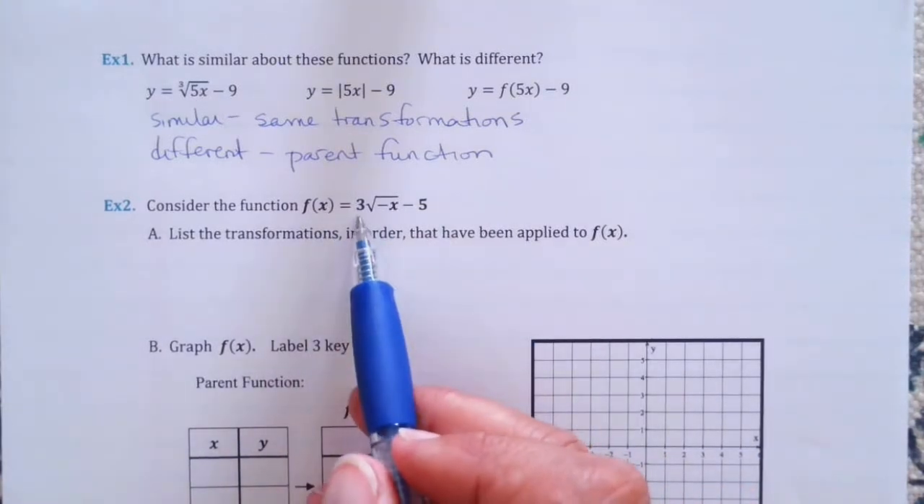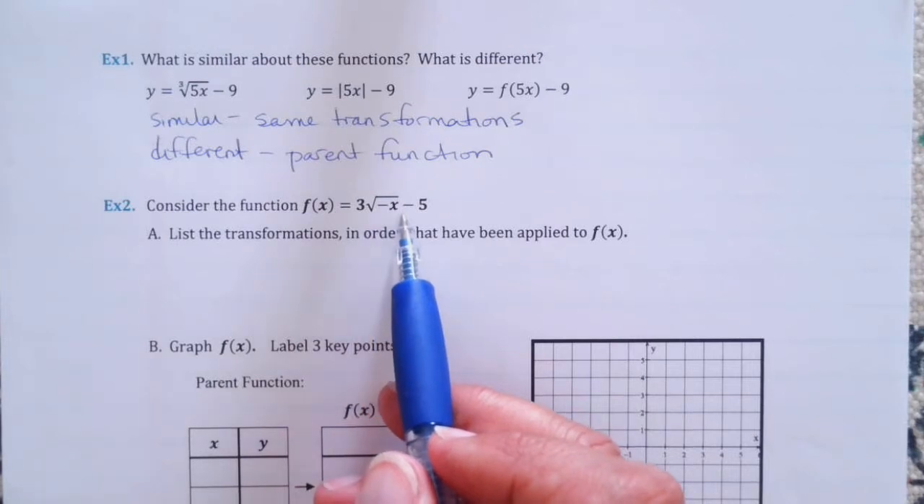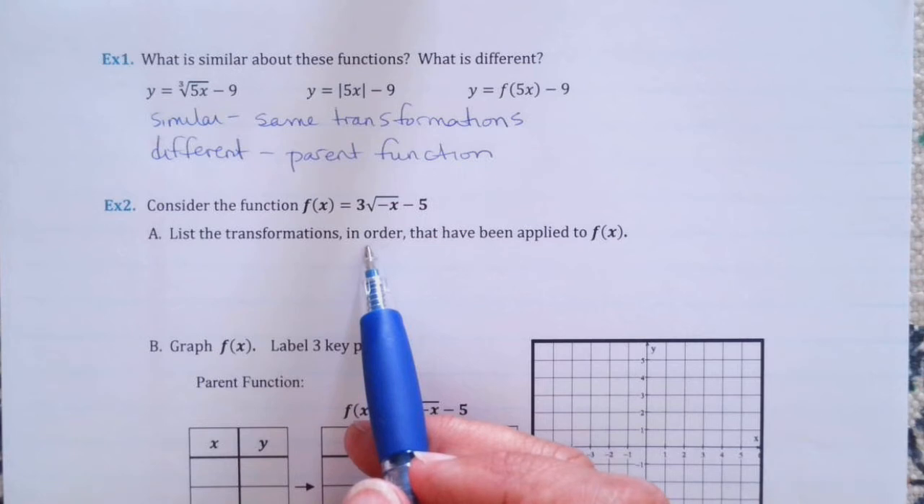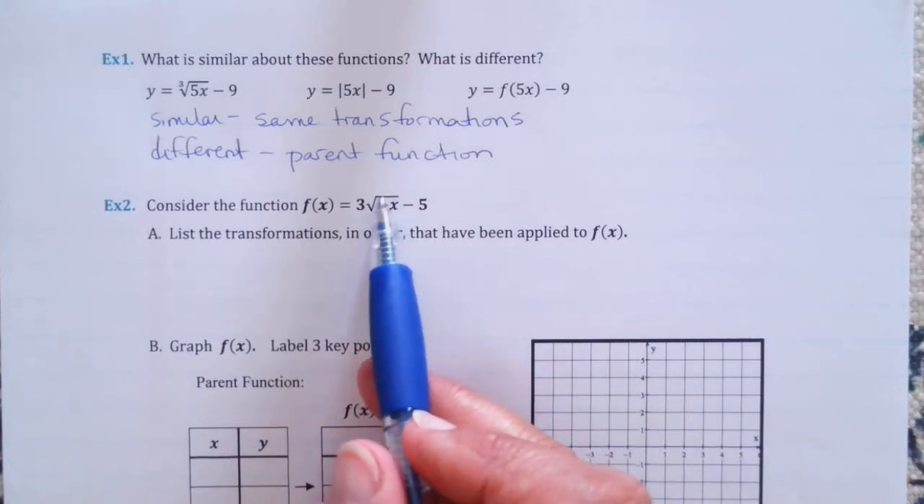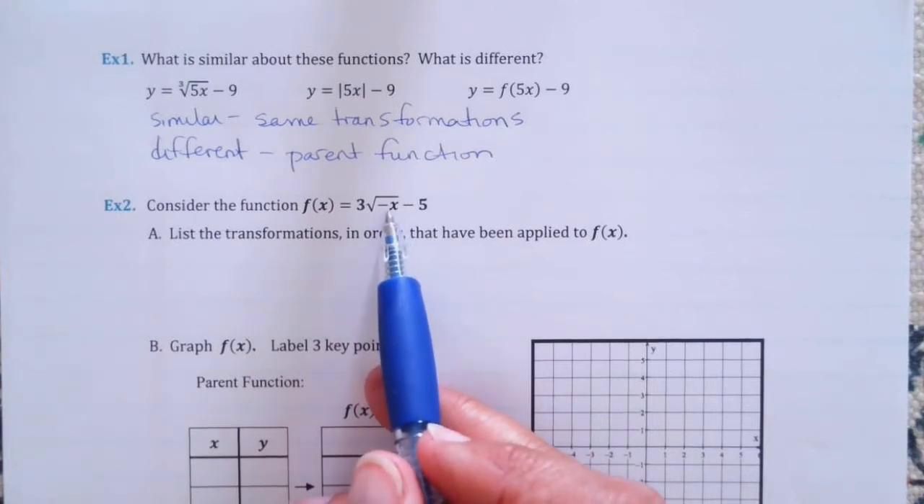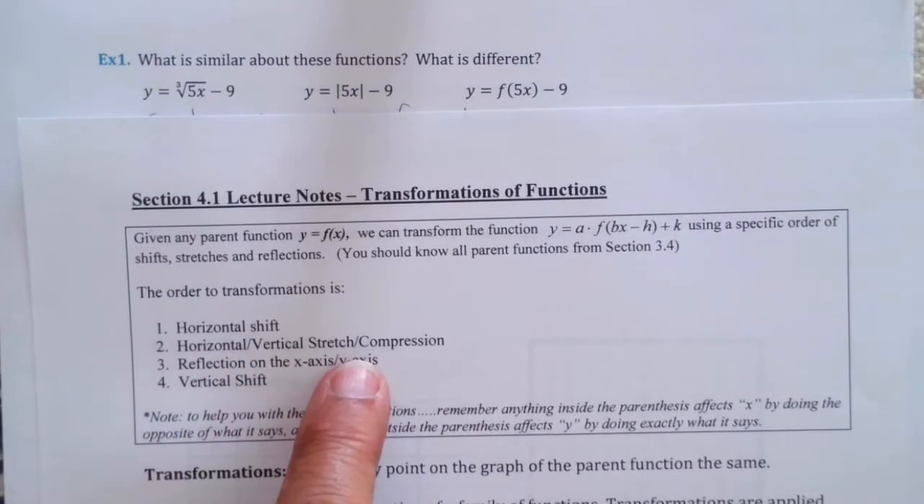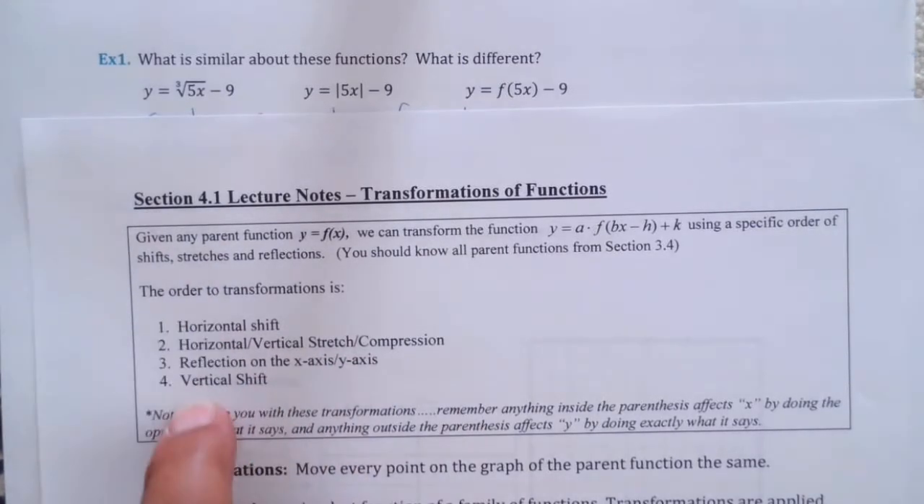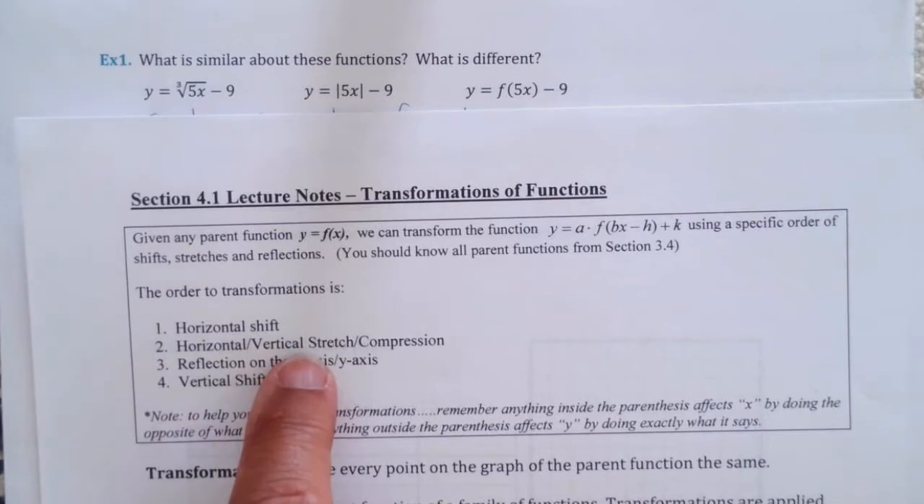Here's our function, 3 times the square root of negative x minus 5. List the transformations in order. All right, so the first thing would be the horizontal shifts, which there are not any. That would be something plus or minus inside here with x. So we're not doing that. Then remember, after that, you're going to do the stretches, then the reflections, and then the vertical shifts. Kind of in alphabetical order, if that helps you, okay?